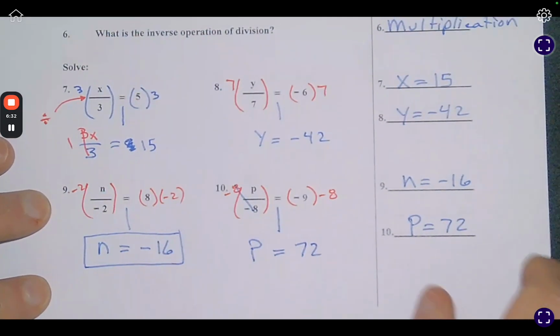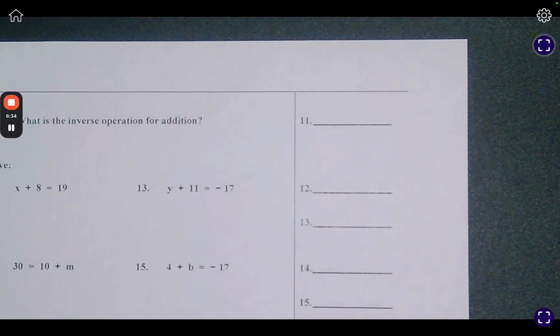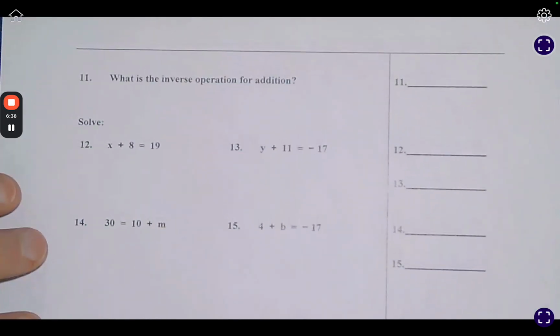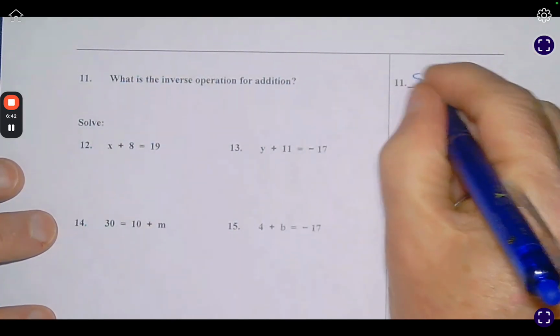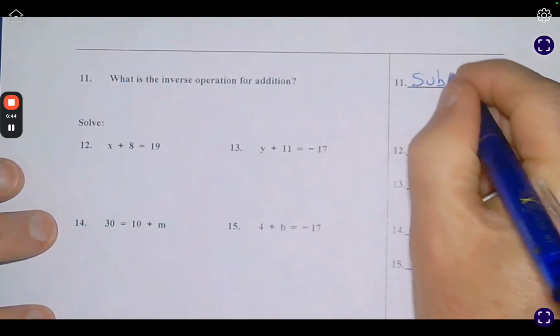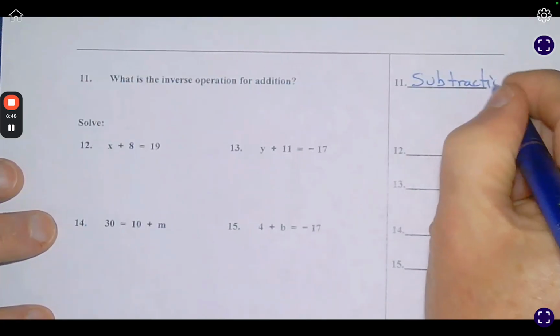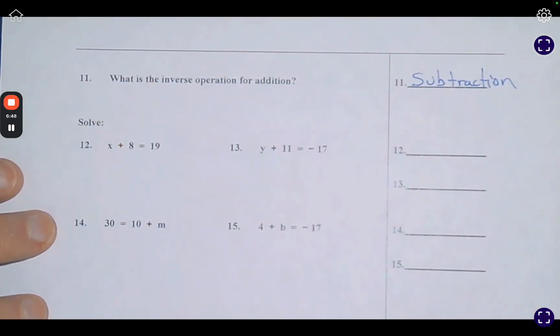All right, let's flip it over and see what they got. Boom. What is the inverse operation for addition? The inverse operation for addition is subtraction. That's right. Subtraction. All right, so here we go.